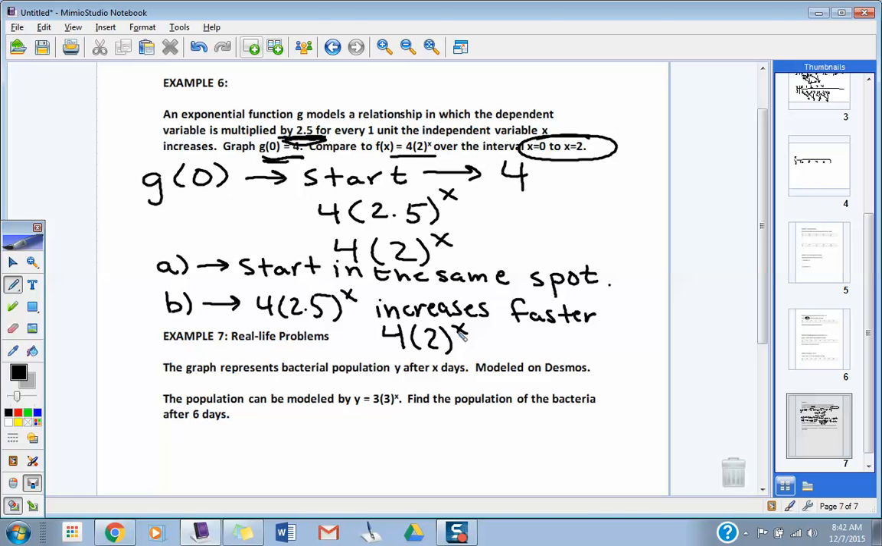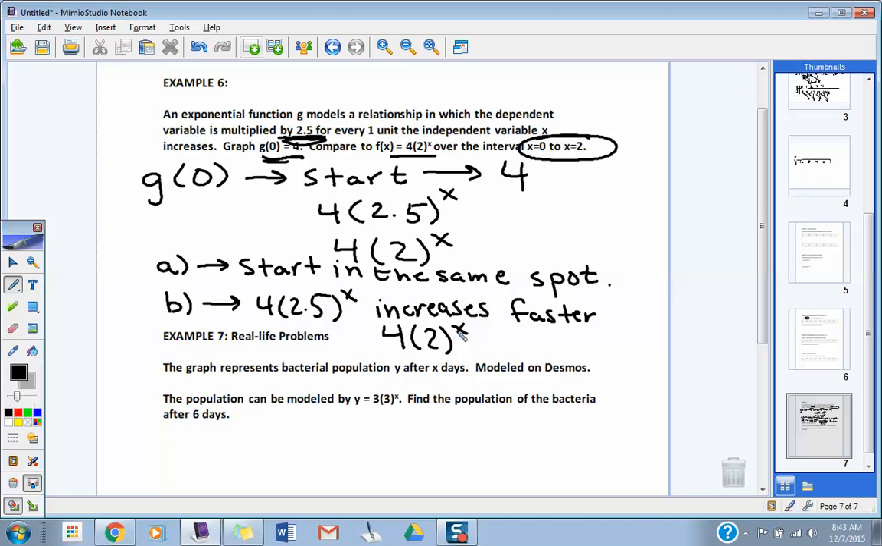And if I didn't have a graph right here, why would I say that the first function increases faster than the second? What would be your argument? What values am I looking at to make that determination? Why am I able to say 4 times 2.5 to the x increases faster than 4 times 2 to the x? 2.5 is a bigger change factor than 2. Excellent, McKenna. Excellent.